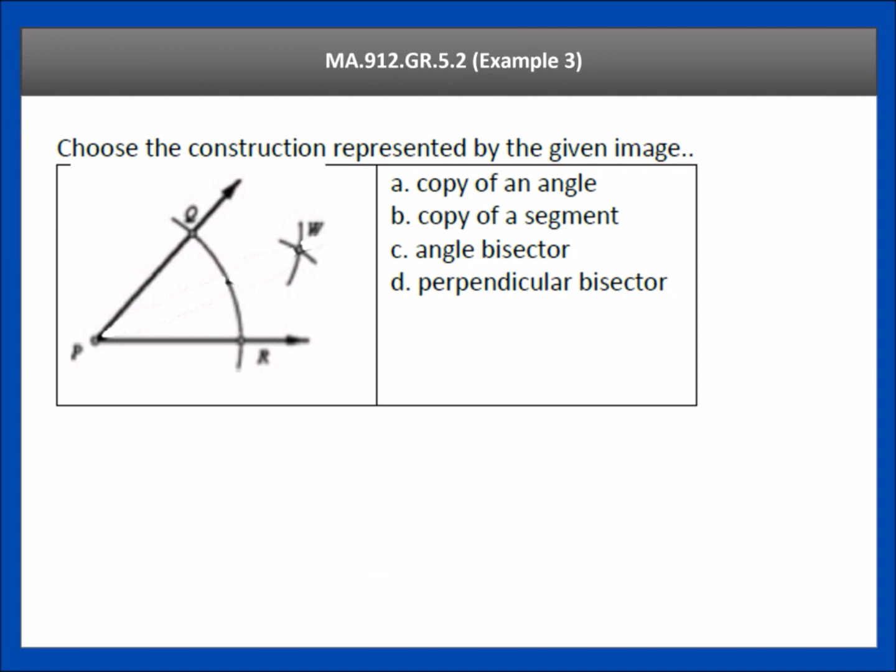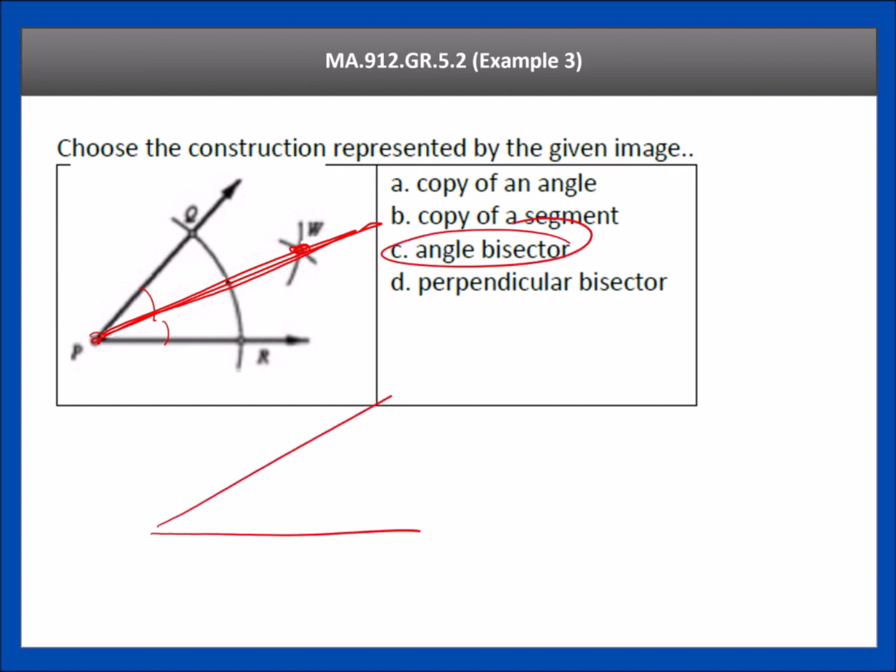All right, so example 3, choose the construction represented by the given image. So if you connect this with this right here, and you connect these, that actually cuts this angle in half. So that's actually an angle bisector. Okay, so this is an angle bisector. Let's go over the steps of the angle bisector just to make sure you're aware, because we are reviewing after all. So this is angle P.